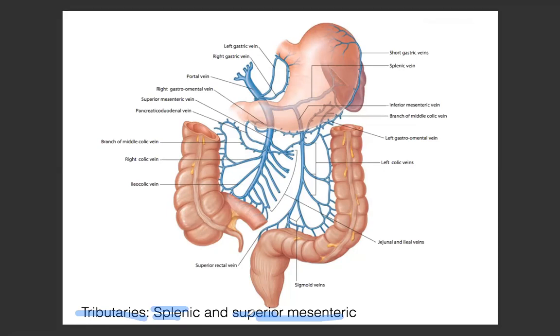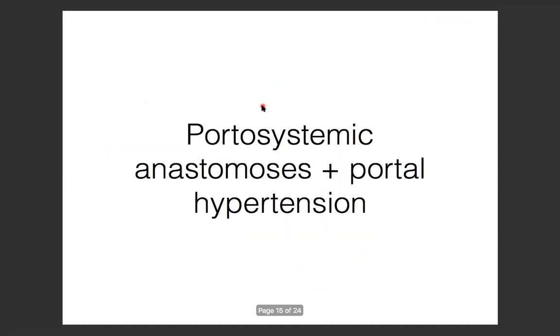The second thing you need to know is that the portal vein gets all of the branches or venous drainage from the foregut, midgut, and hindgut. Okay? So it gets the duodenum, the ileum, the stomach, and all of these. Okay? So again, I'll just repeat it, that the tributaries of the portal vein are from the splenic and superior mesenteric. Okay?